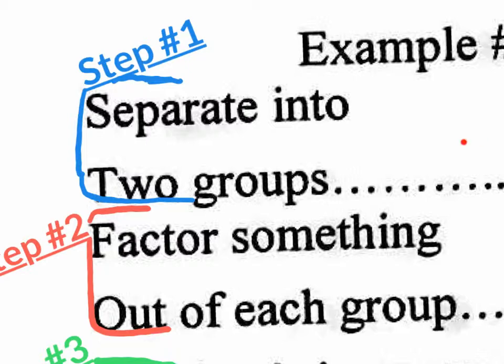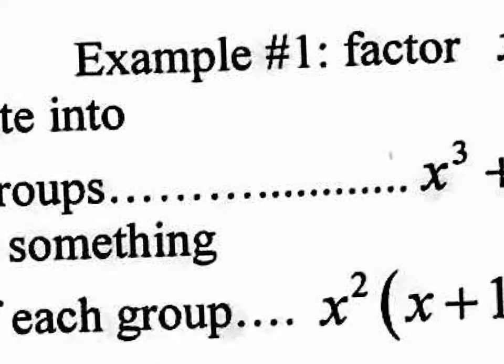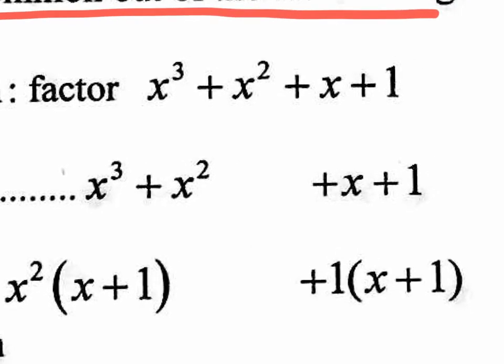Okay? And let's show you what I mean by separating it into 2 groups. You have 4 terms. Simply take the first 2, write it there. Take the second 2, write it there. There's some obvious space between it. Everybody should be able to do step 1, right?